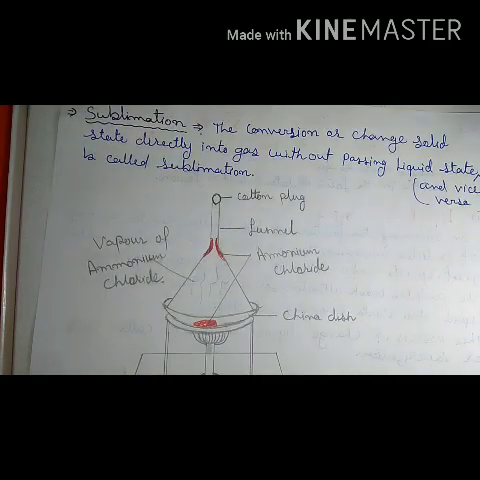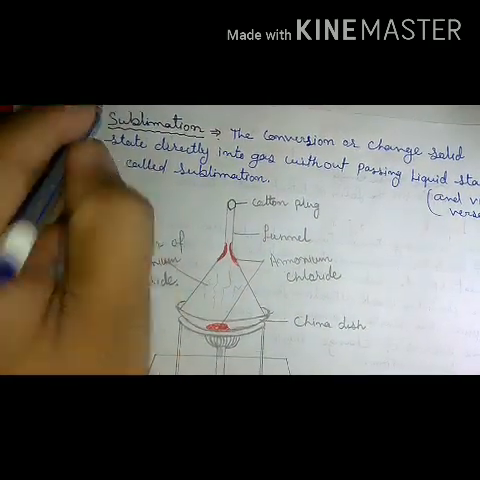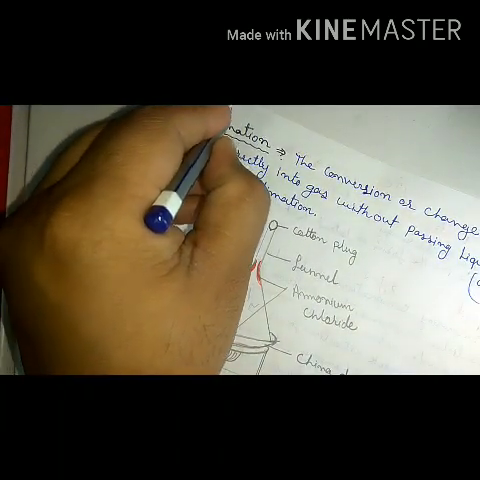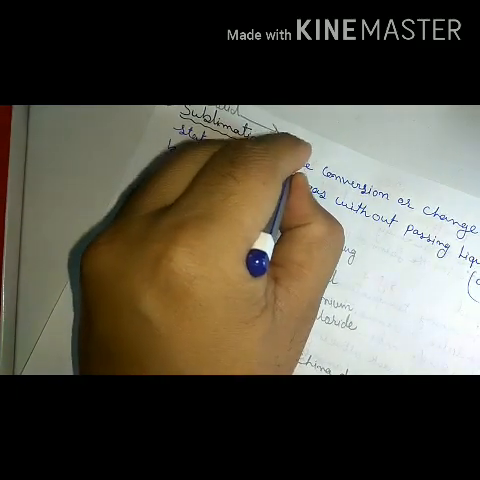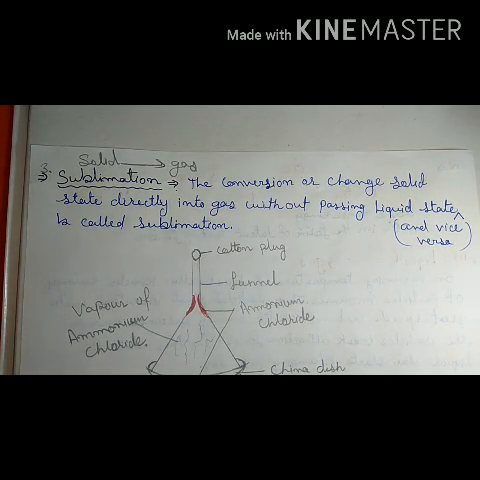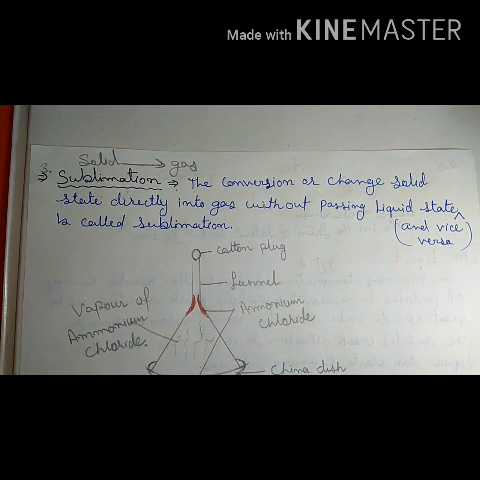Now the third process, which is sublimation. Now the question comes to our mind, what is sublimation? When a solid directly converts into gas without passing through the liquid state, it is known as sublimation. For example, there are naphthalene balls which we put in woolen clothes in our home. After some time they disappear without leaving a liquid, because they directly convert into the gas state.